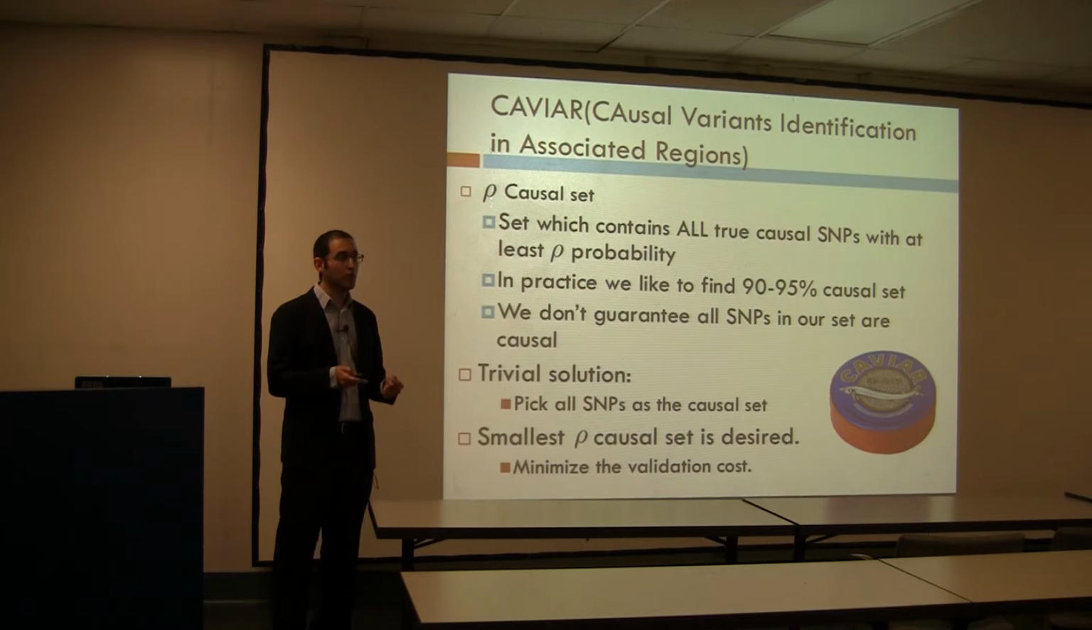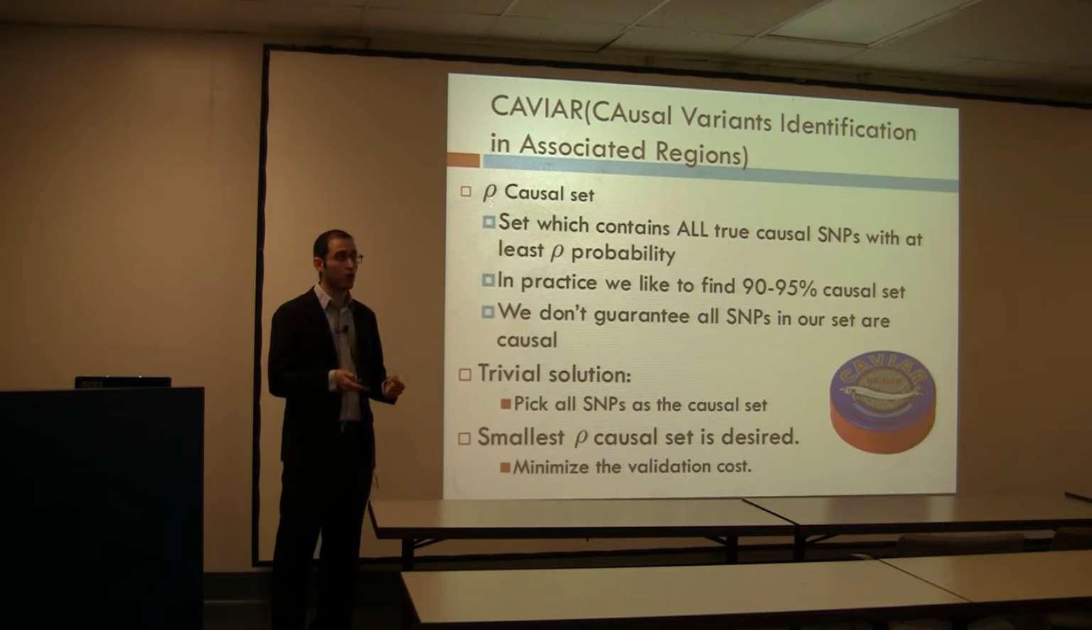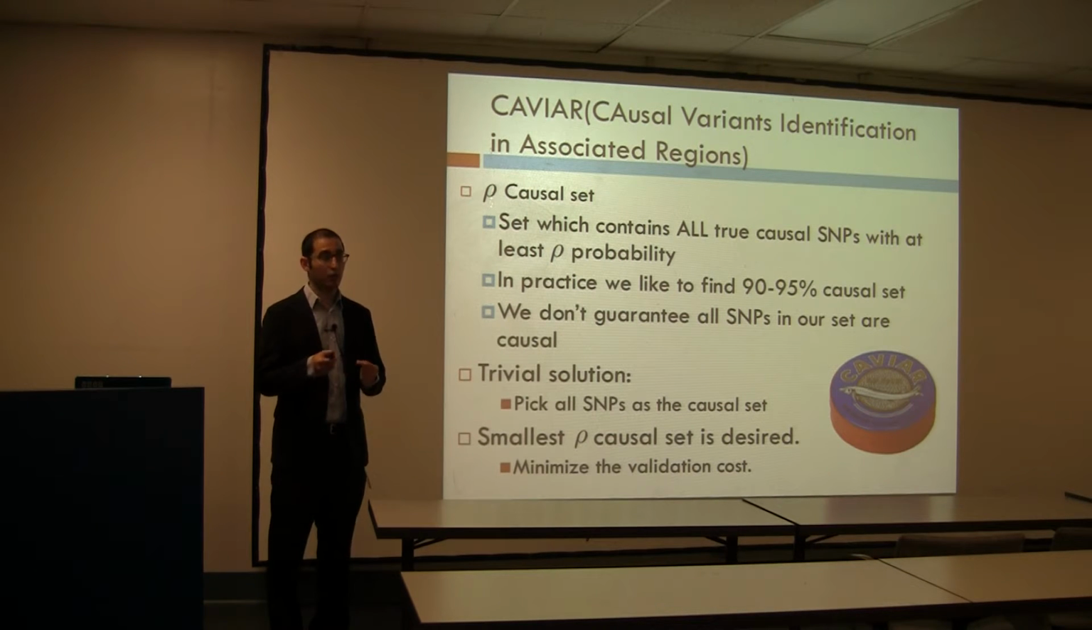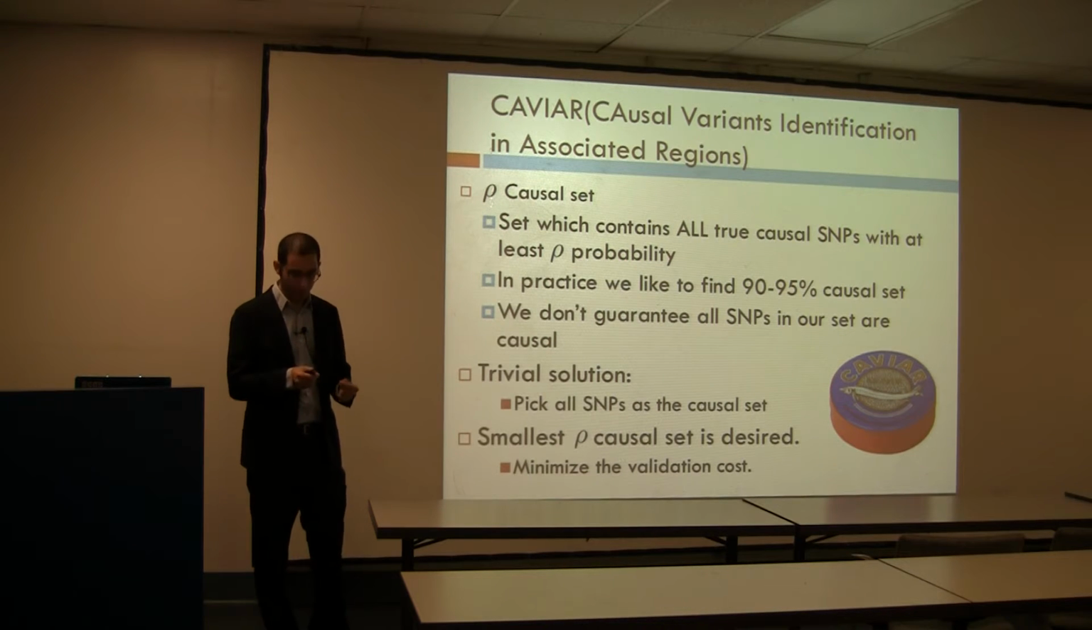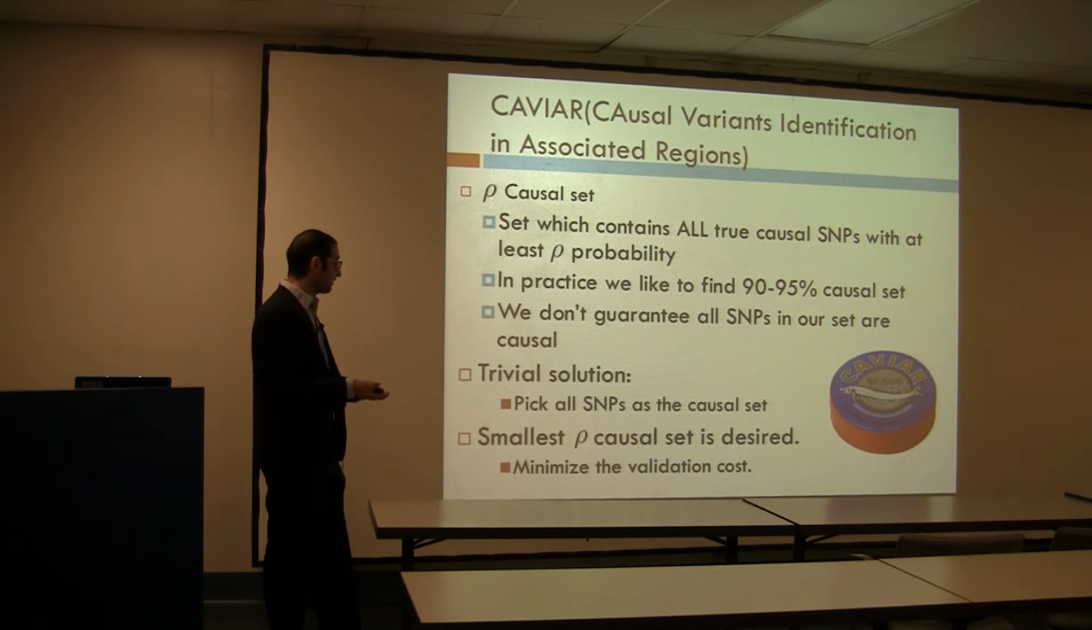Now, I have to mention, this doesn't mean that all the variants that are in the rho causal set are causal. What it means is, if you go and validate all these variants in the rho causal set, you can capture all the causal variants with probability at least rho. So a trivial solution to this problem is to pick all the variants as the causal set. So if you pick everything, with probability 100%, if there is a causal variant, you would detect it. Now, obviously, this is not the right answer, and it's not a desirable answer.